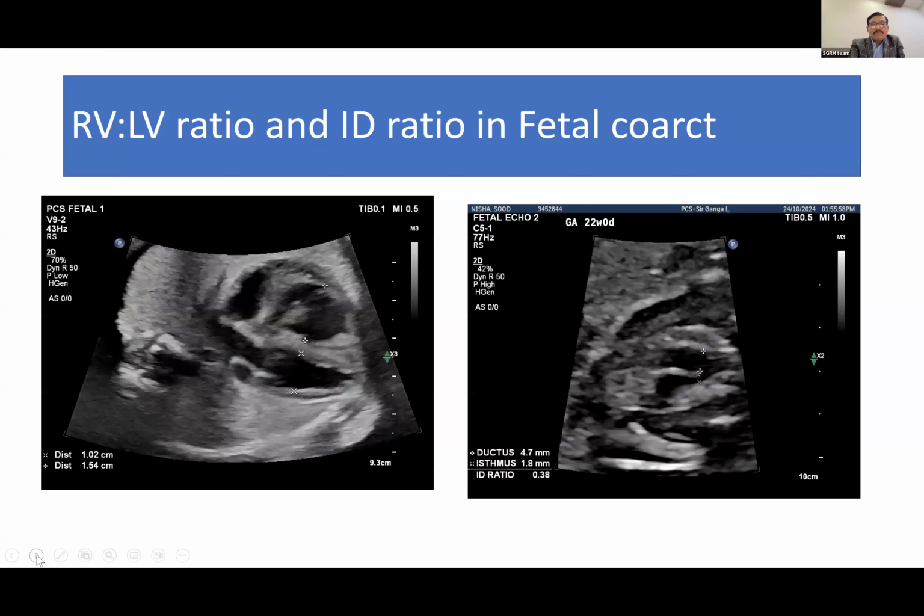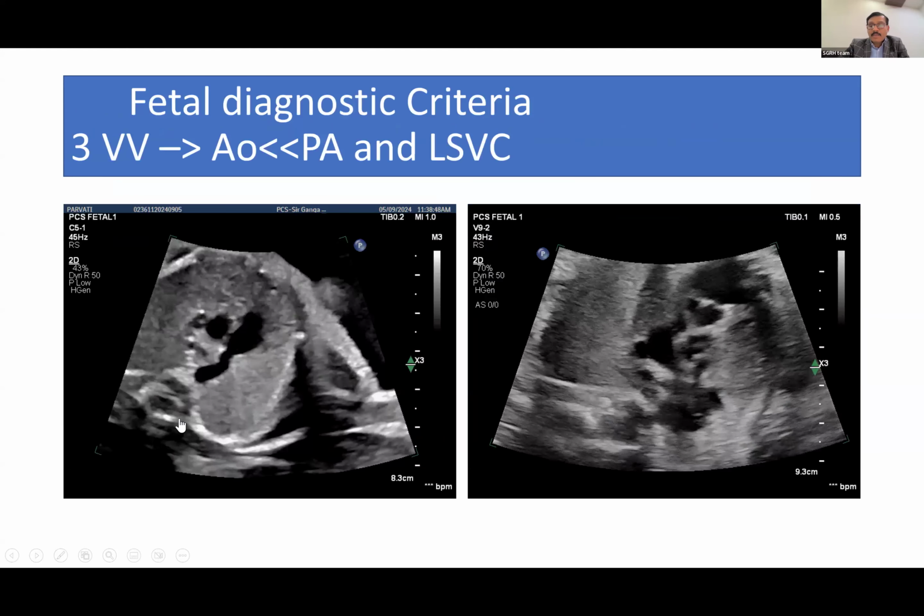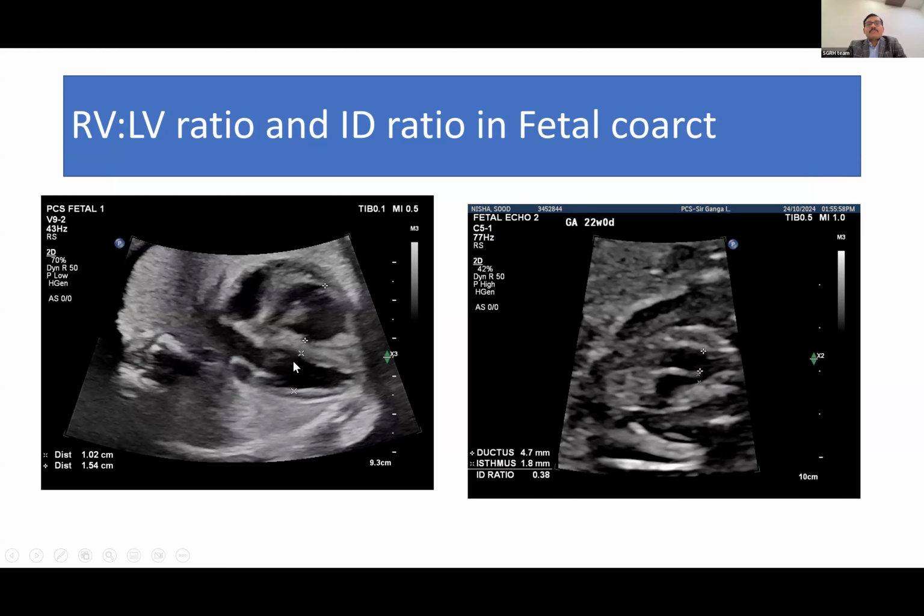So, starting with the diagnosis of coarctation in fetal life. It is important to learn and understand that this can be diagnosed nowadays. The main two criteria are the RV-LV ratio in fetal life. If it's more than 1.3 or 1.4, depending on gestational age, you start suspecting coarctation. And then the isthmus ductus ratio in the triple vessel view.